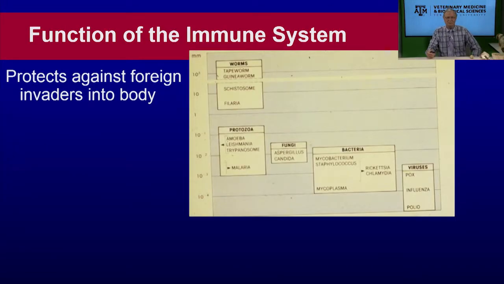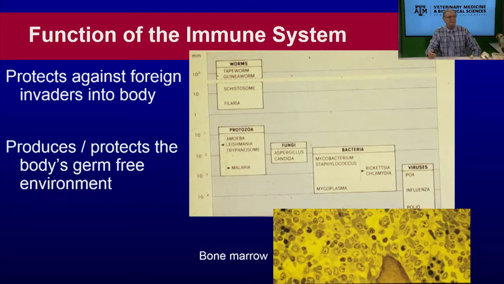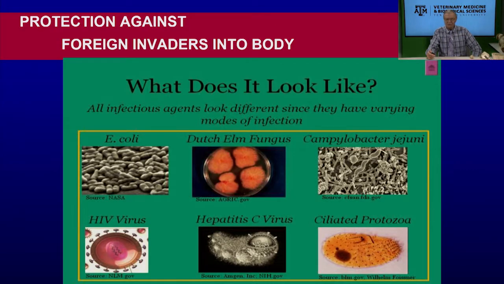Now a little bit about the immune system. The immune system protects against foreign invaders. So all these foreign invaders are coming in, and it protects a germ-free environment. So we basically have a germ-free environment inside, and you want to maintain that. That's part of maintaining that homeostasis. So the immune system is very instrumental there. Now, what do these bugs look like? Here we can see there's a host of different things that we have.